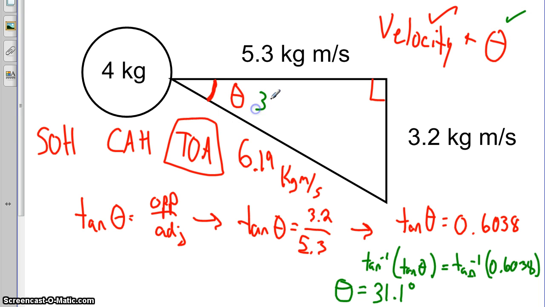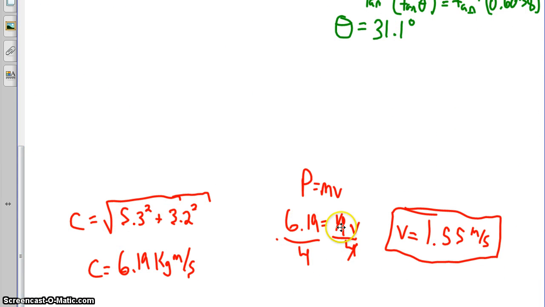I can fill that in. But that's the answer, right? I wanted to know the angle, so we got 31.1 degrees. And then for the velocity, it's down here. We got 1.55 meters per second, and that would be the answer.